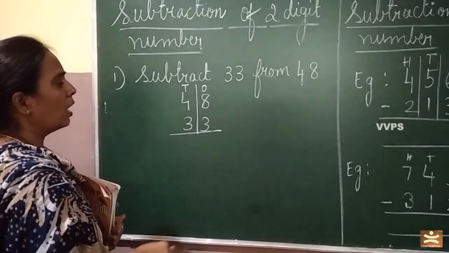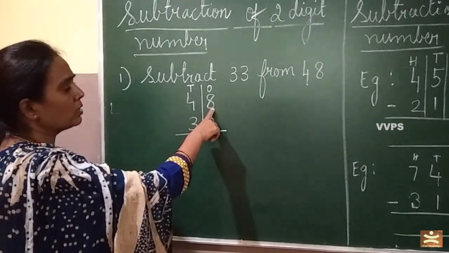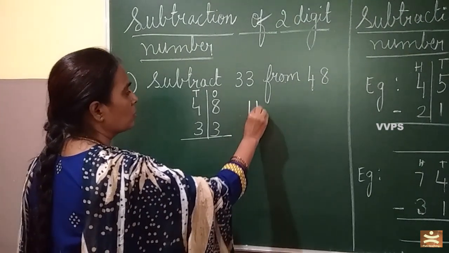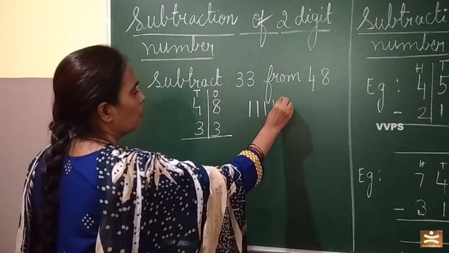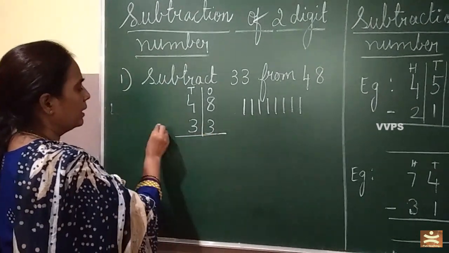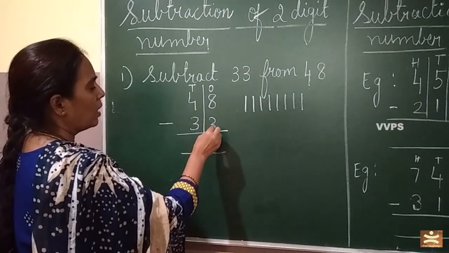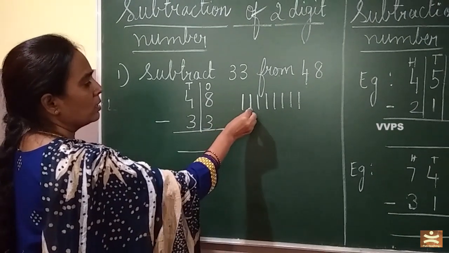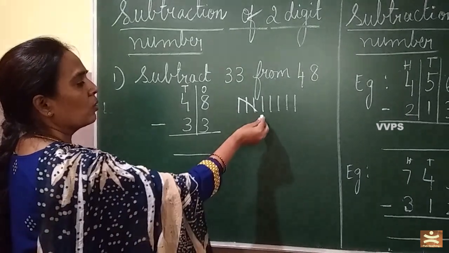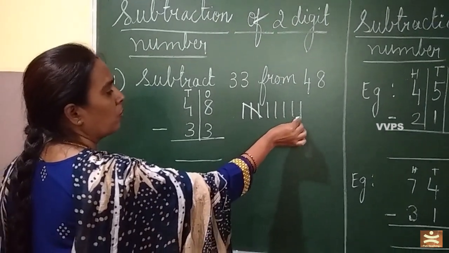Okay children, now I told you, same way you have to subtract. You have 8, so write 8 lines: 1, 2, 3, 4, 5, 6, 7, 8. From 8 you have to subtract 3, children. So you have to subtract 3. So 1, 2, 3. Just take away 3 lines. So remaining you have 1, 2, 3, 4, 5.